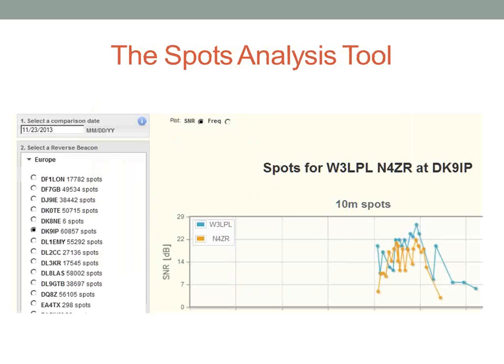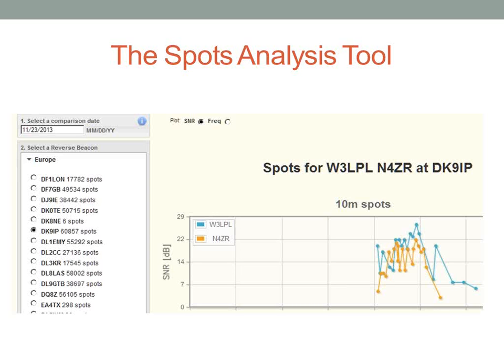This is the gadget I mentioned earlier, called the Spots Analysis tool. The way this works is that you select a comparison date, you select a reverse beacon at which you want your signal to be compared, or anybody's signal to be compared with anybody else's, and then you select up to 10 stations which you would like to compare. And in this example, I chose W3LPL because any comparison between his signal and mine would be ridiculous. But I was on 10 meters during that contest, and as you can see, our signal strengths pretty well rose and fell with the band's peaks, but I was always weaker than he was, almost always. Oh well.